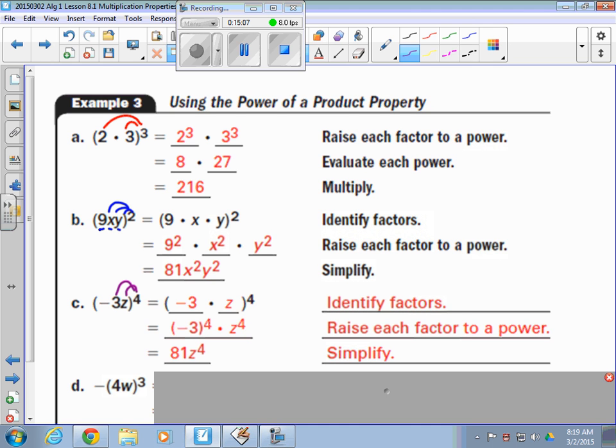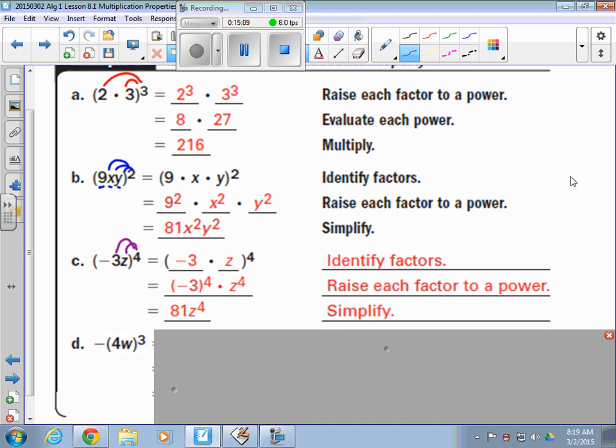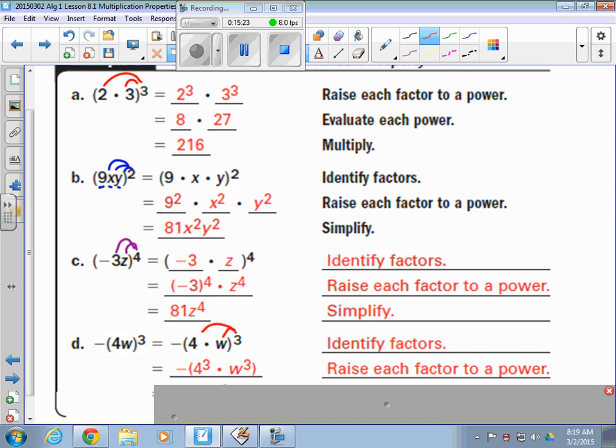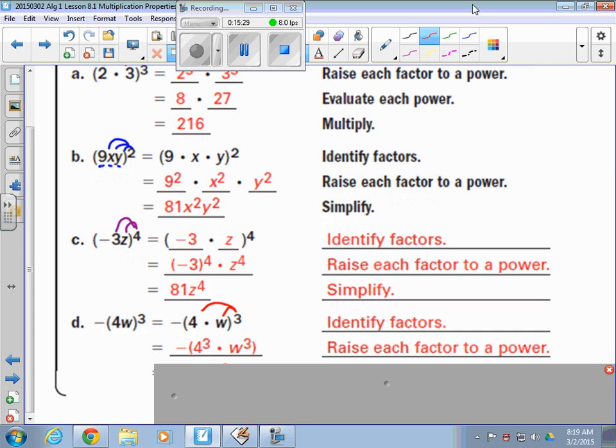And then D says negative 4w to the third. You're going to make sure to identify the factors again. It'll be negative and then 4 times w to the third. Then you're going to make sure to give the third power to both things. So it's negative 4 to the third times w to the third. And that's the second step, raising each factor to a power.